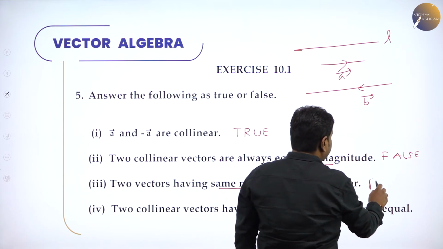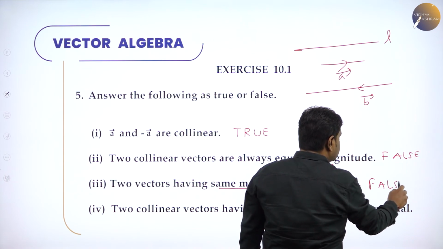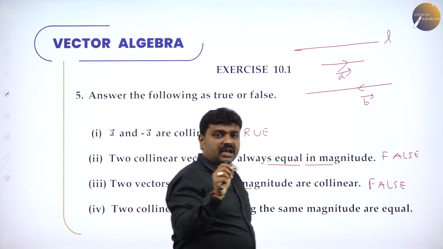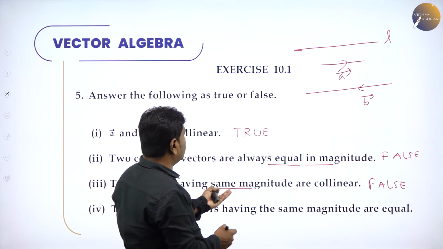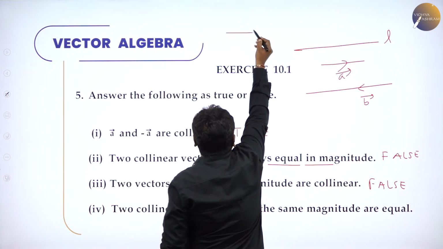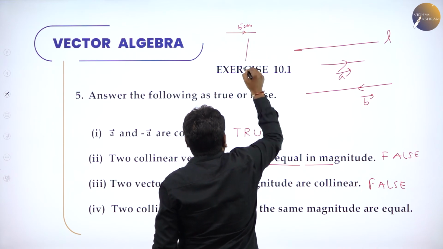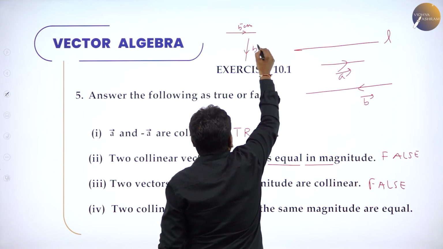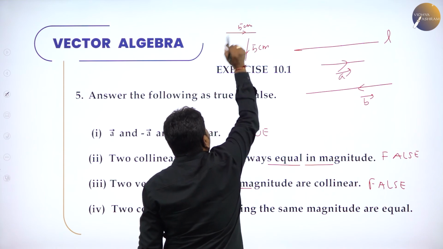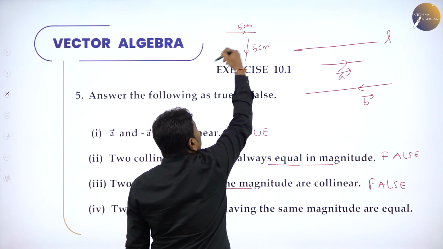Then, two vectors having the same magnitude, the same length, are collinear. No. When can you say collinear? You can say they are collinear if they are parallel to the same line. They told same magnitude means collinear. Same magnitude, I will draw one line like this, 5 centimeter, directed like this. Another vector I will draw like this. It is also 5 centimeters.